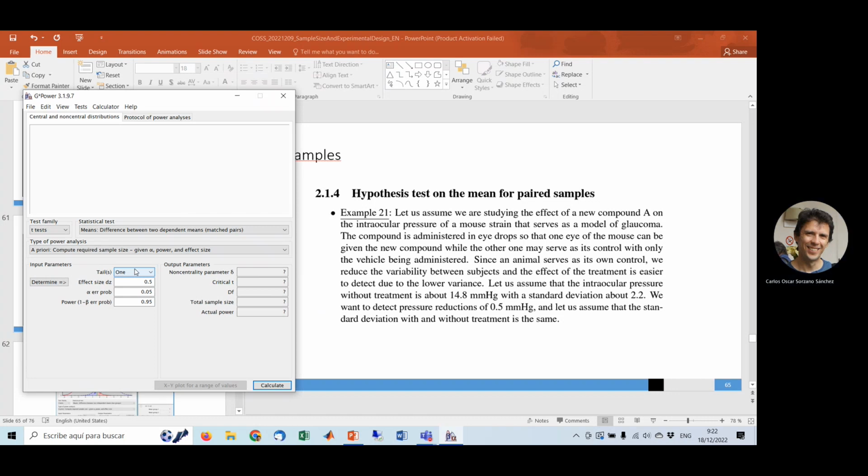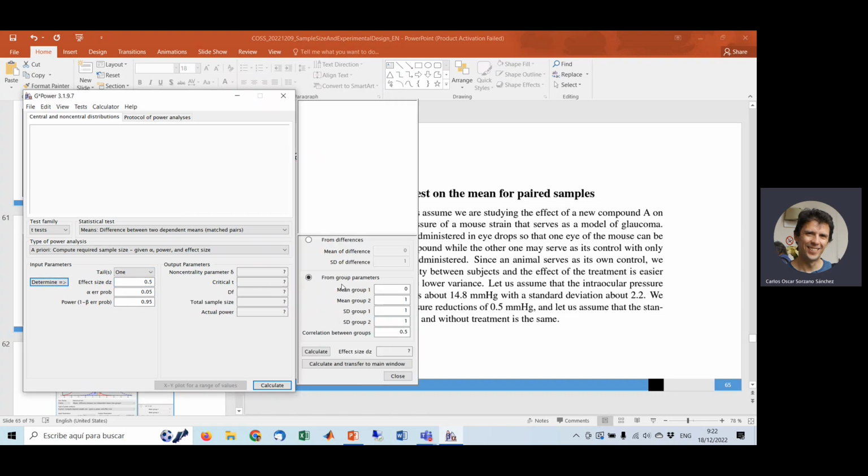Okay, so now it is asking for the normalized sample size, but we don't know how to normalize them. So let's use this calculator to calculate this normalized sample size. So let's say that this is 14.8, the pressure in the control group, and we want to detect a change of 0.5. So we want to go to 14.3. The standard deviation of the two is 2.2.